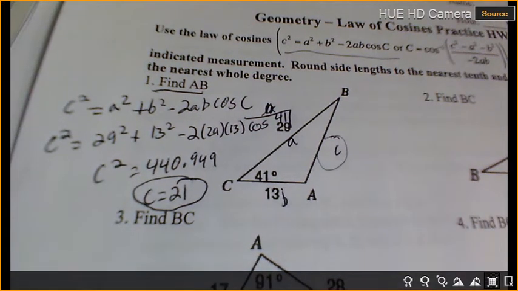What's nice is once you figure out which one it is, plug it all in to your calculator, square root it, and you're finished. Okay, to find the angle is even easier, so let's find one of the angles. Let's go down to number 7.